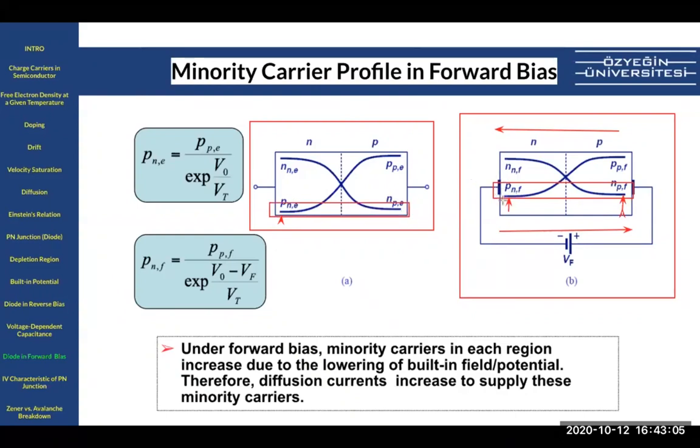So now we understand that diffusion current becomes the dominant current mechanism in a forward bias junction. And we also understand that the built-in field, or the built-in potential, gets lower, and the resistance against the diffusion carriers becomes much less. That's why.